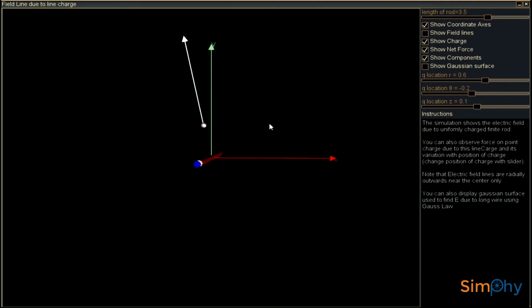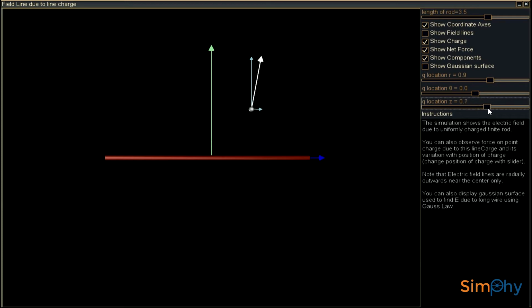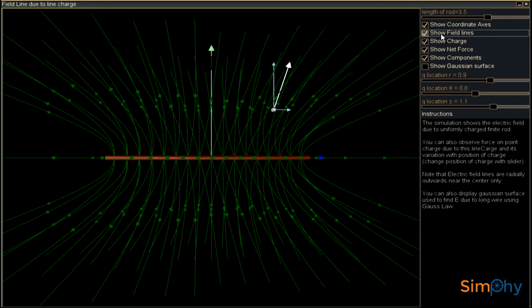In this case, when r increases, the distance of the charge from the rod increases, and therefore the electric field intensity weakens, which weakens the force also. If we change the z coordinate of the particle, then the net force is going to change, because the electric field lines are also changing and are not radially outward at any other point.